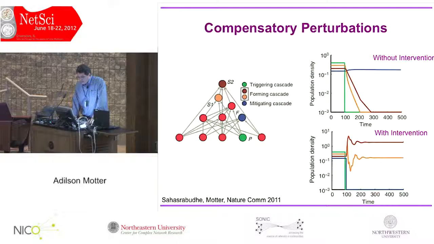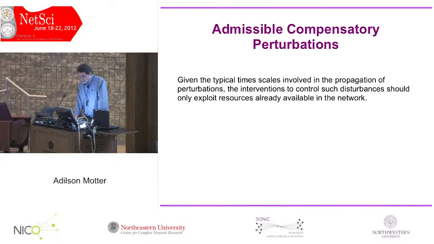Okay, so what we have here is some evidence that when something does go wrong in a system, because the propagation of failures takes some time, you have some time to take actions. And these actions can actually correct at least part of the damage. Okay, and this leads to the idea of compensatory perturbations.